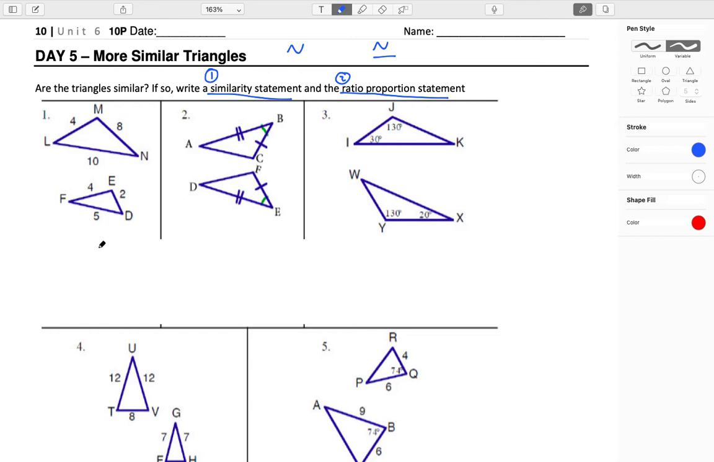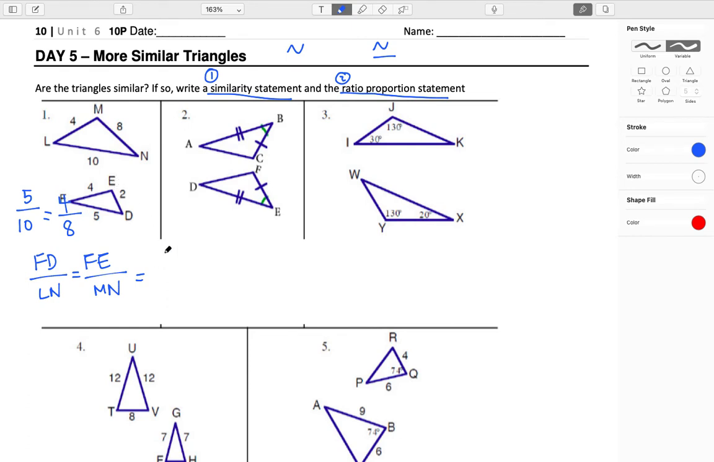So what I want you to do is match the big number with the big number, and the small number with the small number. So let's say we have FD. FD is the big number, so it must be proportional to LN, which is the big number. So it's like saying 5 over 10. The next big number is 4, FE, which is proportional to the next big number, 8, MN.